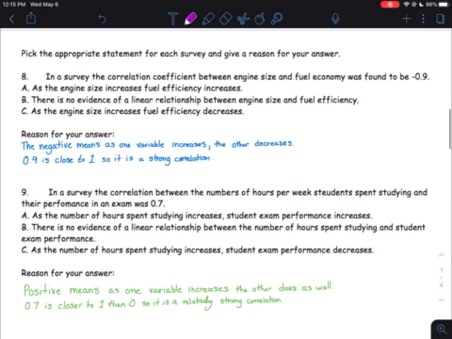All right. Last thing we want to look at is we have some word problems. So it says pick the appropriate statement for each survey and give a reason for your answer. Number 8, in a survey, the correlation coefficient between engine size and fuel economy was found to be -0.9. And then you have 3 options. As the engine size increases, fuel efficiency increases. There is no evidence of a linear relationship between engine size and fuel efficiency. And as the engine size increases, fuel efficiency decreases.